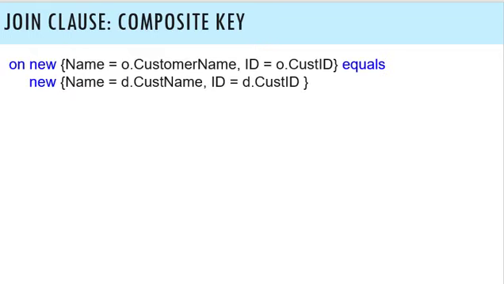You cannot compare more than one key using the on clause. However, you can achieve this by creating anonymous objects for composite keys and using them. Here an anonymous object is created on the left side of the equals keyword. And also a similar object is created on the right side of the equals keyword.